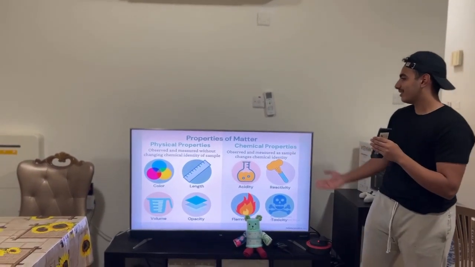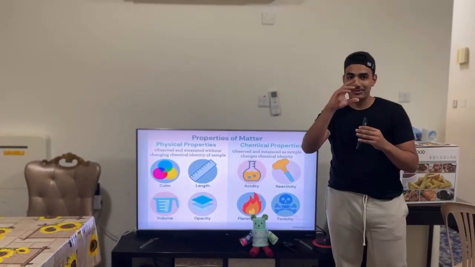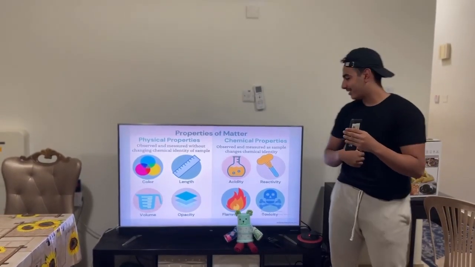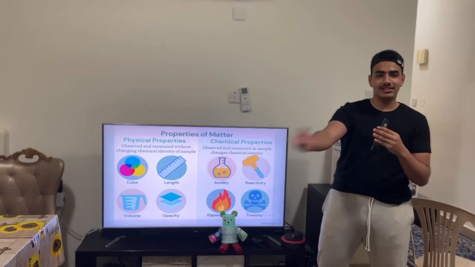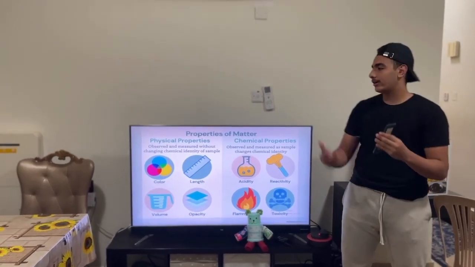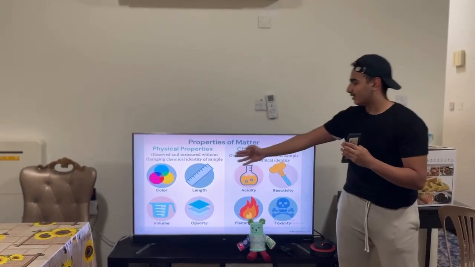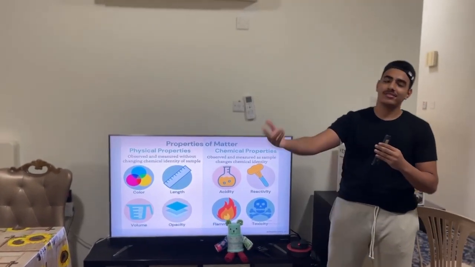Chemical properties are properties that are observed and measured as the object itself changes. Examples are acidity, reactivity, flammability, and so on. We all know about it. Physical properties and chemical properties: this doesn't change while this changes. Next.